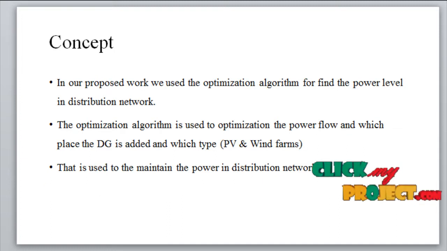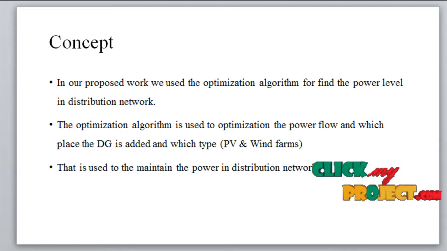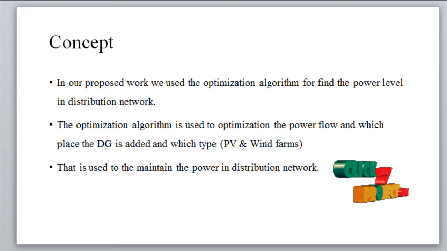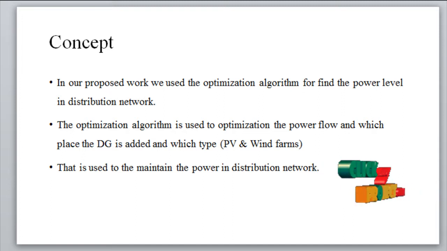So the concept of our proposed project is to use an optimization algorithm to find the power level of the distribution network. Using this optimization, we find which place the DG is added, and which type, PV or wind farms, you have to use, to maintain the power distribution.